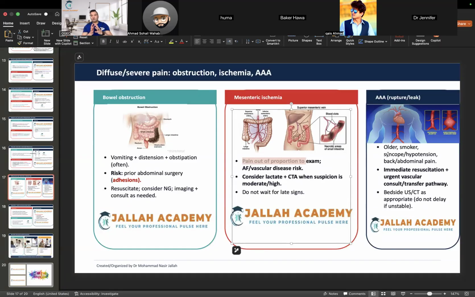In terms of abdominal aortic aneurysm, if it is ruptured, usually they don't give you this emergent case, but they may ask you: older smoker, syncope, hypotension, back pain, abdominal pain radiating to the back. Now the patient has abdominal and back pain together at the same time. So it is a rupture, right? Immediate resuscitation and urgent vascular consult or transfer pathway.